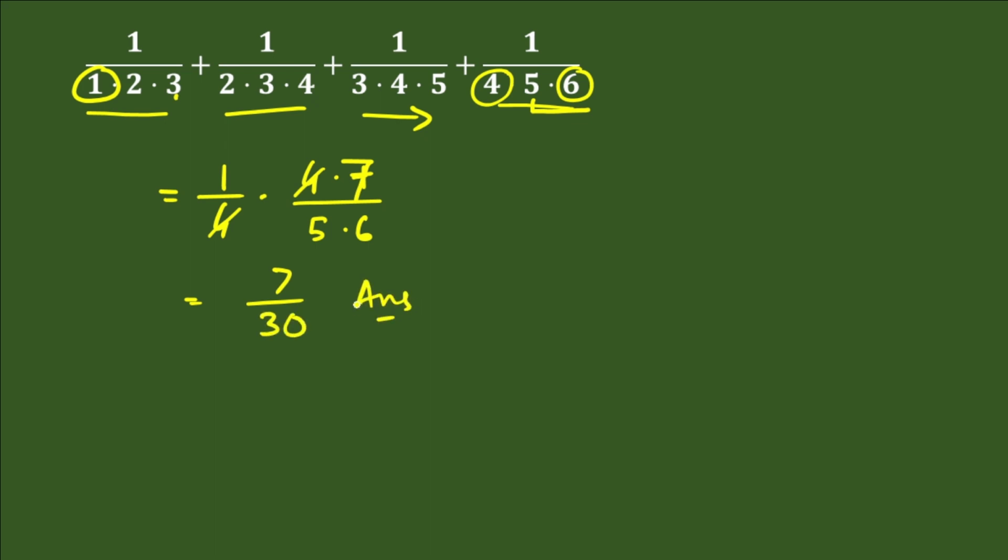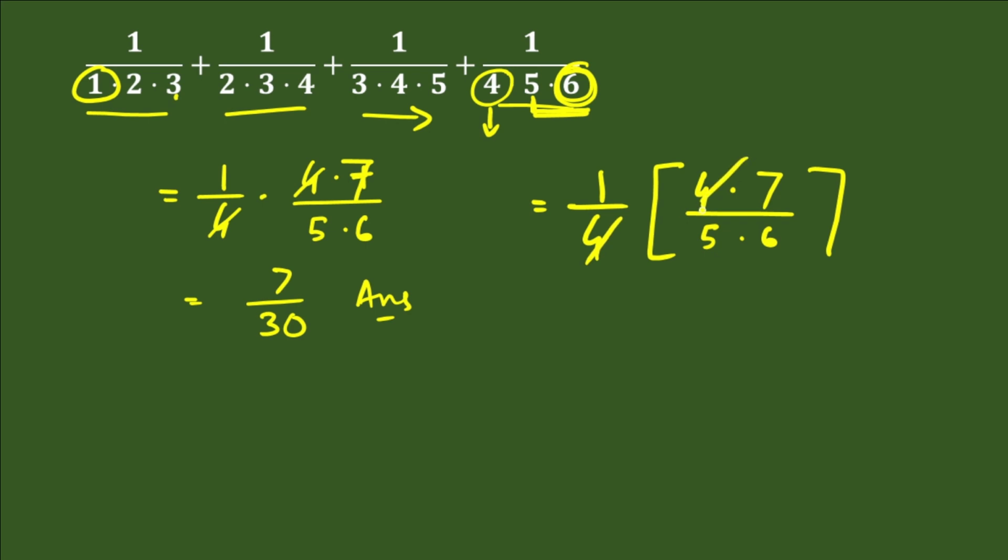So friends, this is the trick. The concept here is, first we write 1 divided by 4 and we multiply the first number of these three, that is 4. So 4 multiplied by, we add 1 in the last term, that is 6 plus 1 is 7, and divided by the multiplication of these two, that is 5 multiplied by 6. So here 4 and 4 cancel, so it is 7 by 30. So this is the answer.